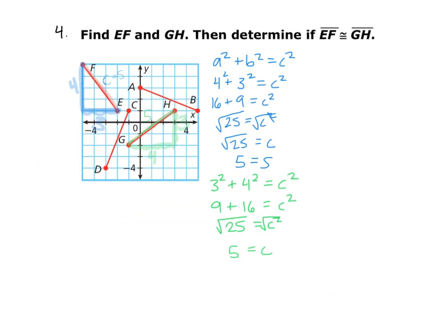So is EF congruent to GH? Yes. So we have the length of 5 and the length of 5. So those are congruent. So EF is congruent to GH.